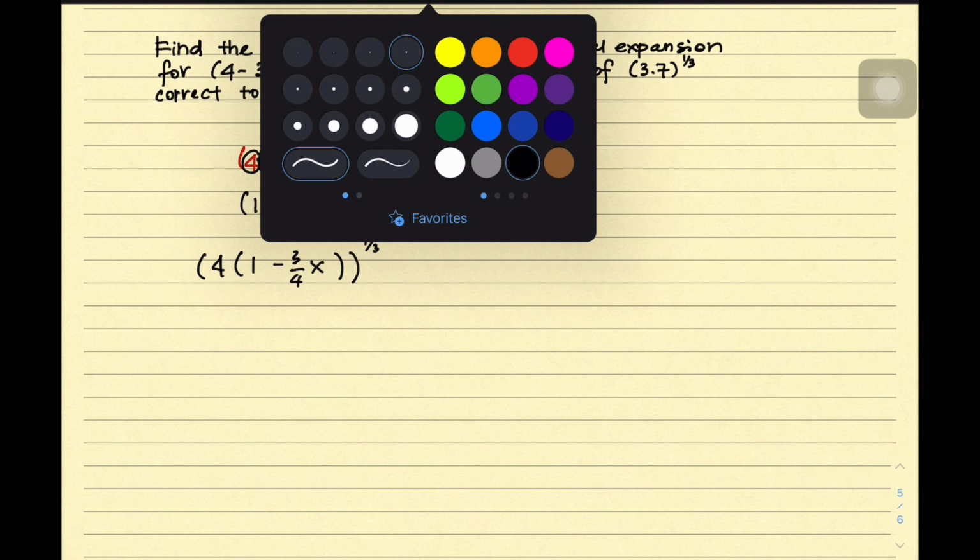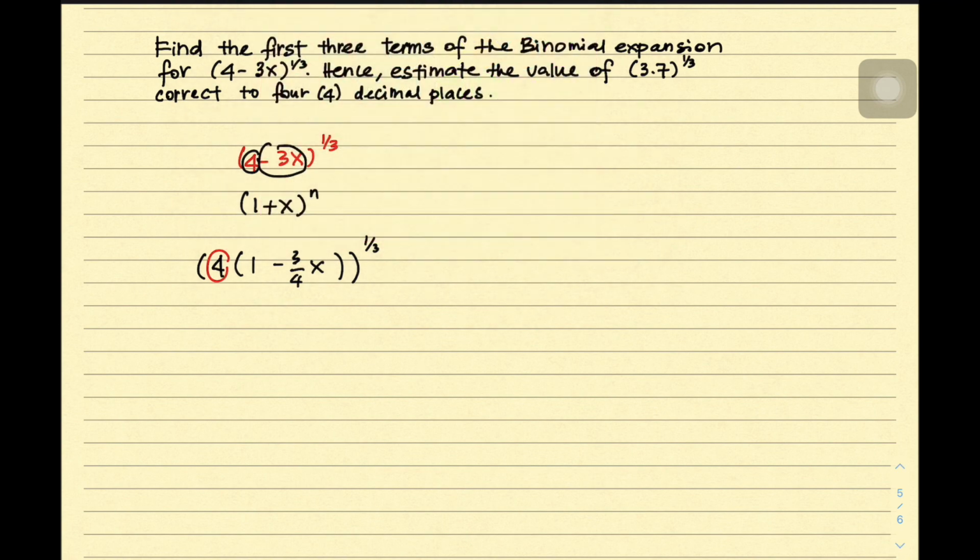Okay, supaya bila kita darab semula, 4 times 1 kita dapat 4. 4 times negative 3 over 4x, kita akan dapat negative 3x. Dapat balik function asal ni. Okay, so kita keluarkan 4. Dalam ni semua kena bahagi 4. Bila awak keluarkan 4, okay, bahagian dalam semua awak kena bahagi dengan 4. That's why you have 4 divide by 4, you have 1. 3 divide by 4, so you have dapat 3 over 4 lah.